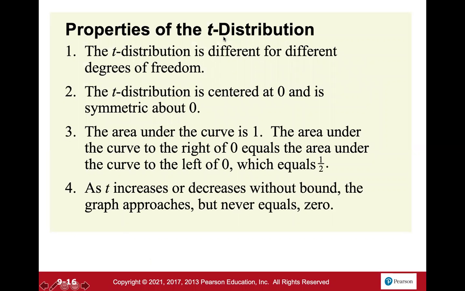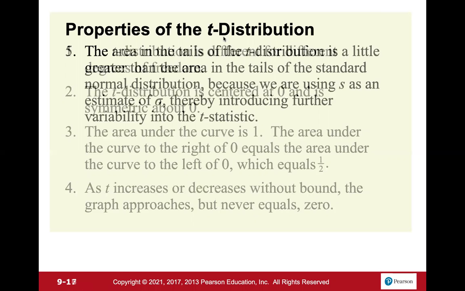Property 2: the t-distribution is centered at 0 and is symmetric about 0, the same thing as the normal distribution. The area under the curve is equal to 1. The area under the curve to the right of 0 is equal to the area under the curve to the left of 0, which is equal to 1/2, just like the normal distribution. As t increases or decreases without bound, the graph approaches but never equals 0, just like the normal distribution.